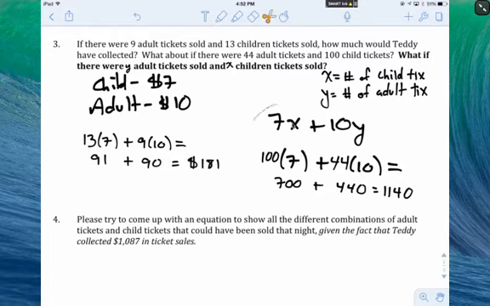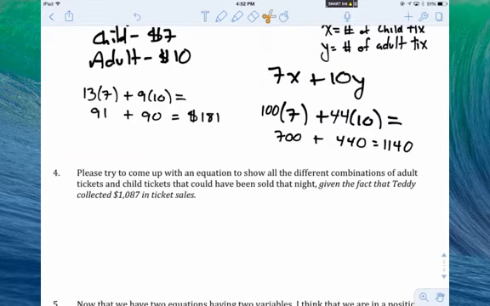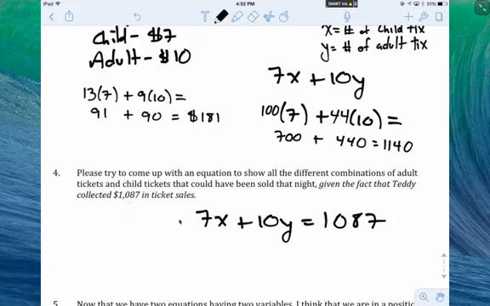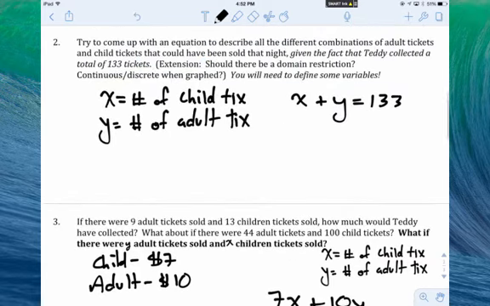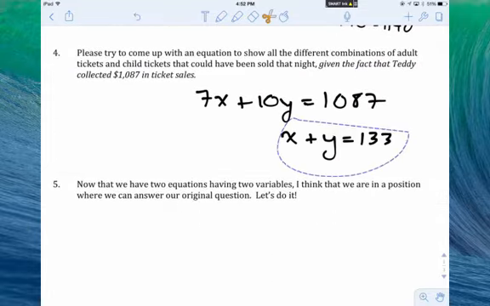Well, what we do know is that the total that we sold on this evening was exactly $1,087. So now we have another equation involving X and Y. So we've got two equations. I'm going to drag over that other one we created as well, having to do with the total ticket sales, not how much they cost.